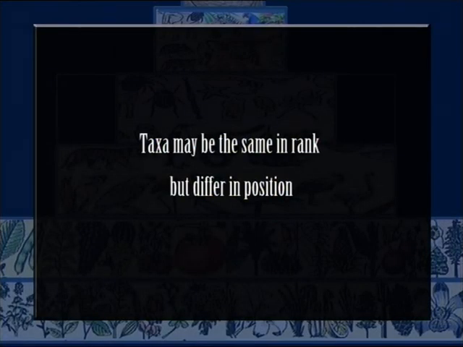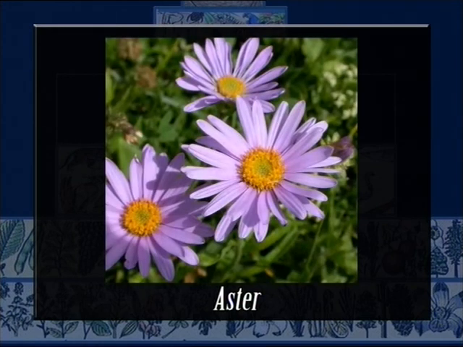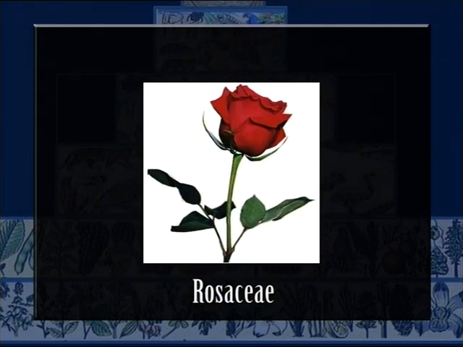In the taxonomic hierarchy, the relative position of a taxon is the placement of a taxon as a member of another taxon of the next higher rank. So, the taxa may be the same in rank but differ in position. For example, the position of Aster is as a member of the family Asteraceae, and position of Rosa is as a member of family Rosaceae. Rosa and Aster are both at the rank of genus, but differ in position. The former is in the family Rosaceae and the latter in the family Asteraceae.